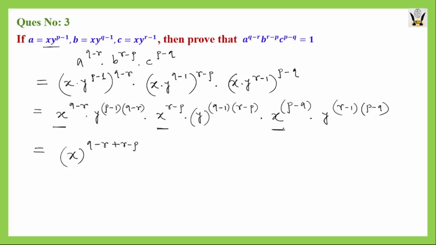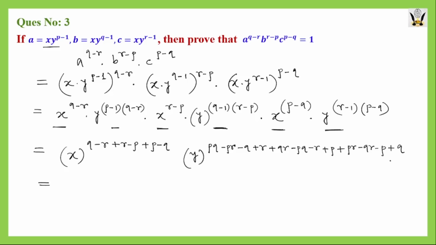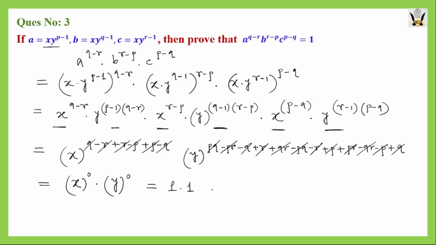And then if we consider the third x, its power, which is p minus q, will also be added. And then we have y. Now we will simplify the powers: plus p minus p will cancel each other, plus r minus r, plus q minus q. So it will be 1 multiplied by 1, that means the final answer will be 1.